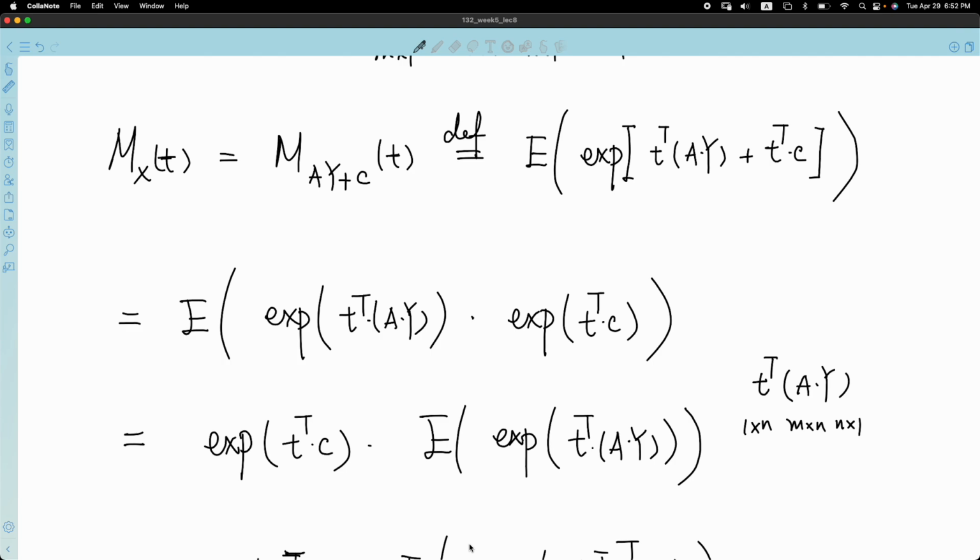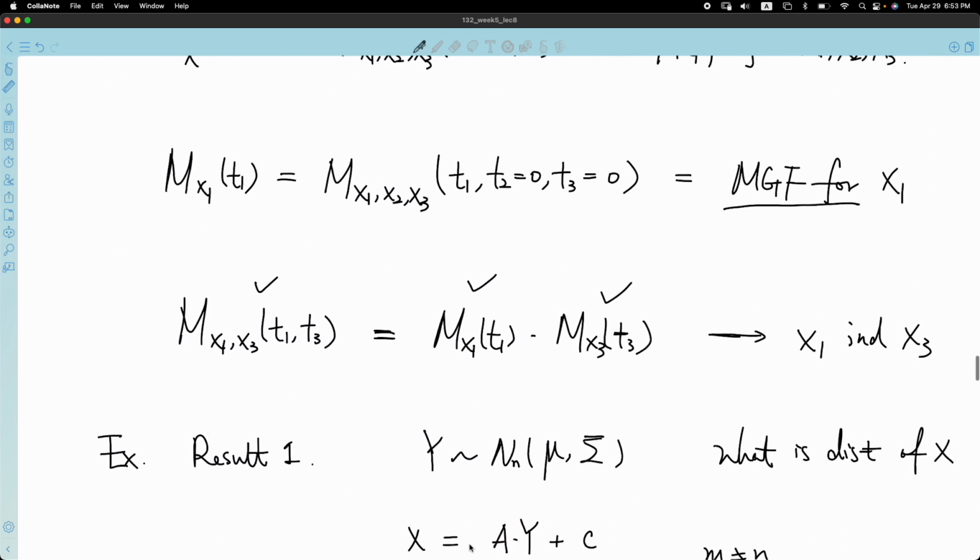What's the definition of T star? That's here, before T star. Okay, I see.